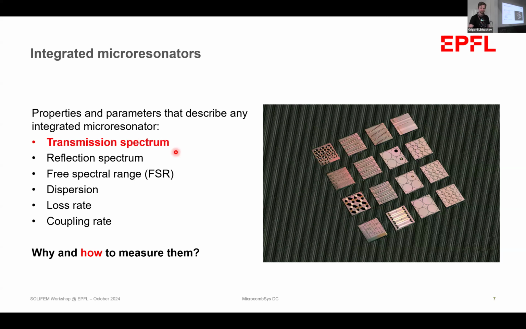And the trick is that most of the information about integrated microcavities can be just taken out of the transmission spectrum. So this is the main object that we would like to measure. And this is something that we can measure directly, right? There are no tools that can allow you to measure dispersion directly, but the transmission spectrum is something that can be simply measured.